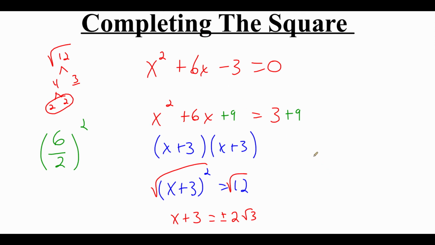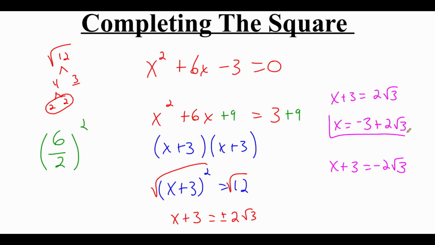I'm going to split up my equations. So x plus 3 equals the positive 2 root 3, and x plus 3 equals the negative 2 root 3. Subtracting that 3 over in my first equation, I get x equals negative 3 plus 2 root 3 as my first answer. And if I subtract that 3 over in my second equation, then I'm going to get x equals negative 3 minus 2 root 3 as my second answer for this equation.